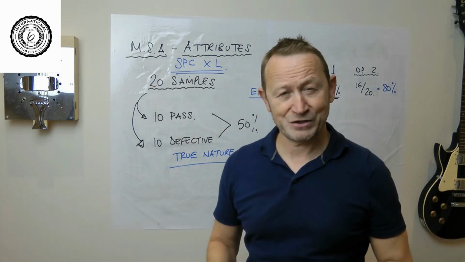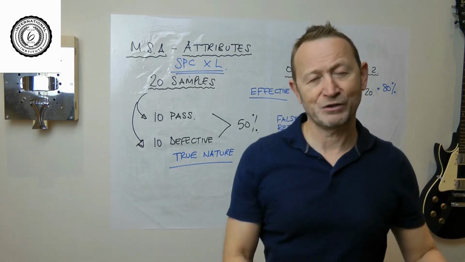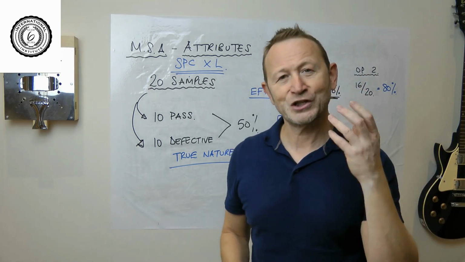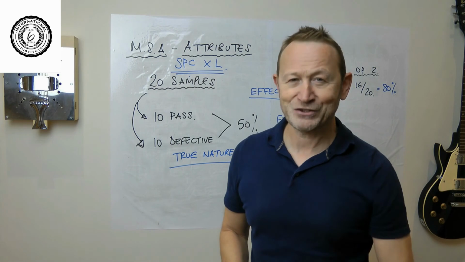That's how to do an MSA for attribute, and of course there's also an MSA for variables should you need it. MSA for attributes.